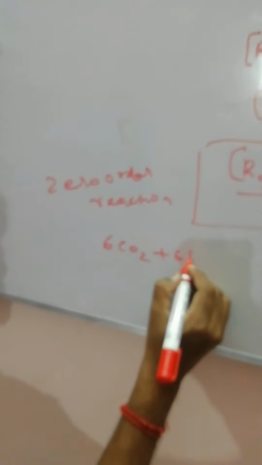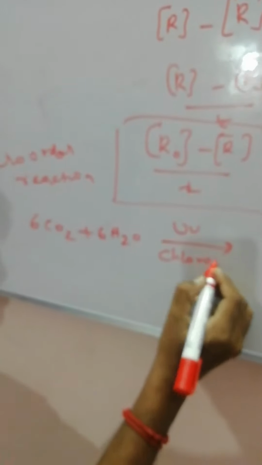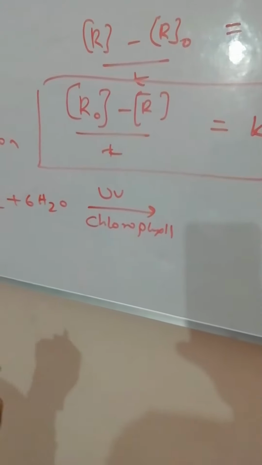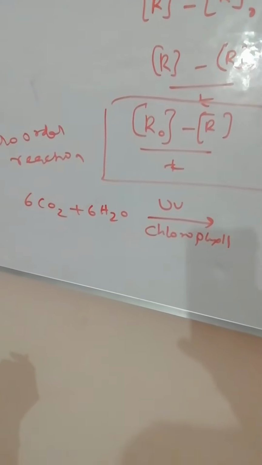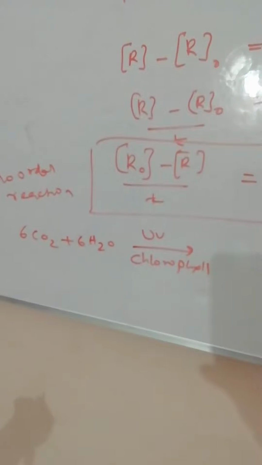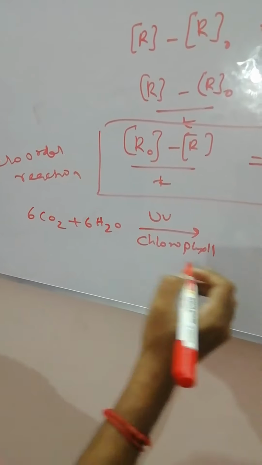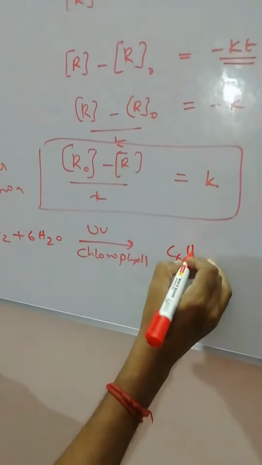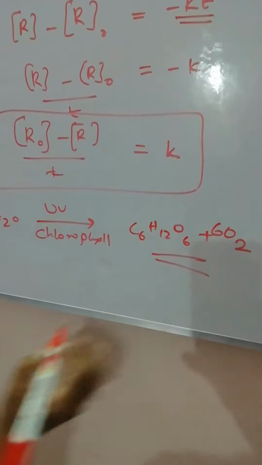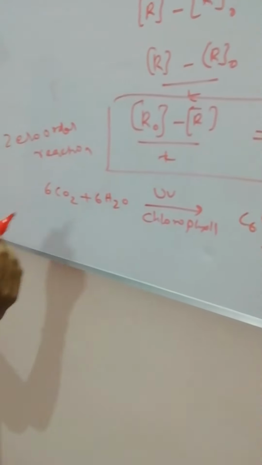6CO2 plus 6H2O in the presence of sunlight and chlorophyll gives C6H12O6 plus 6O2. All enzymatic reactions, thermochemical decomposition and photochemical decomposition are examples of zero order reactions, because these reactions depend only upon the catalyst, not on the reactant. This is a photosynthesis reaction. It depends upon the chlorophyll and sunlight, all are very important.